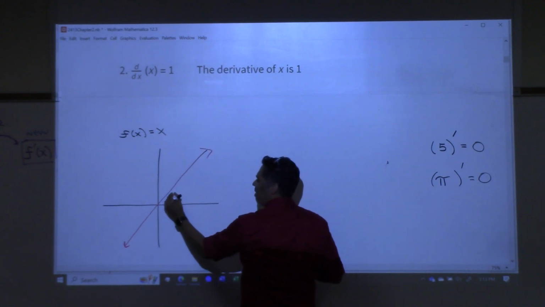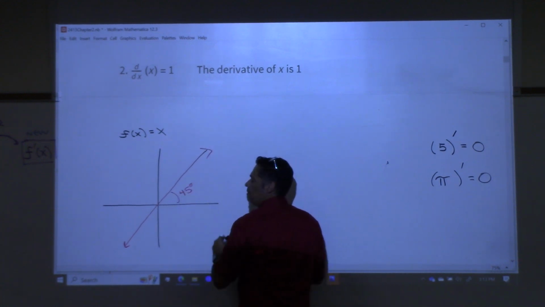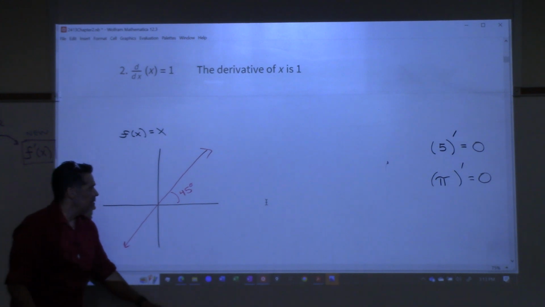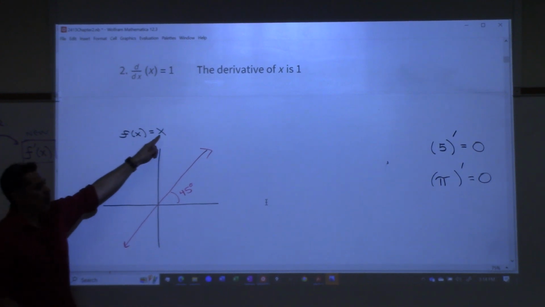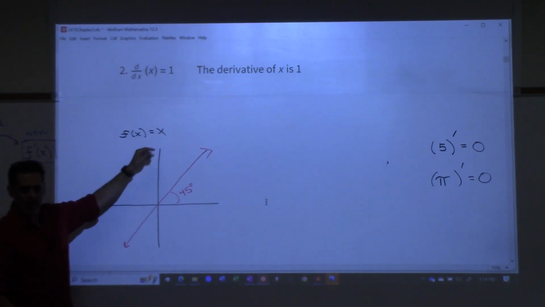Perfect diagonal. It's like 45 degrees right there. That's called the identity function. You plug in 1, you get 1. You plug in 2, you get 2. Plug in 3, you get 3, right?